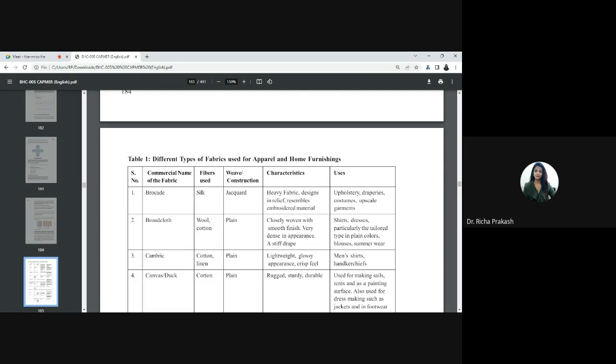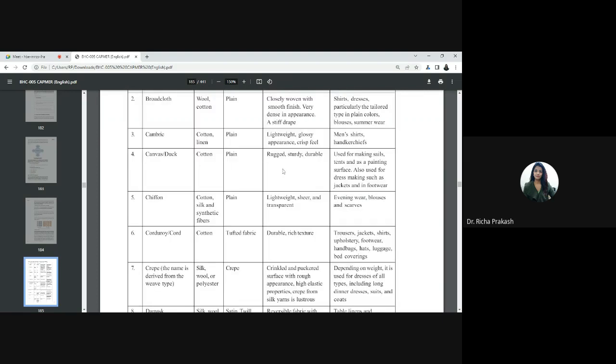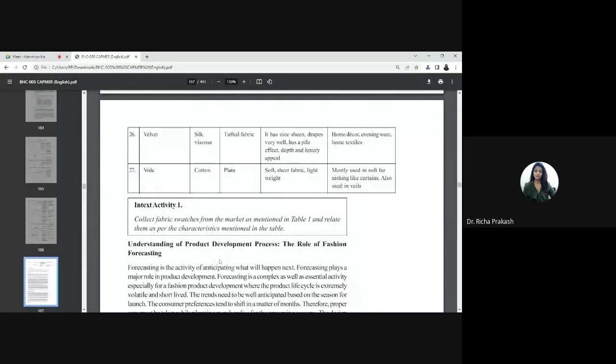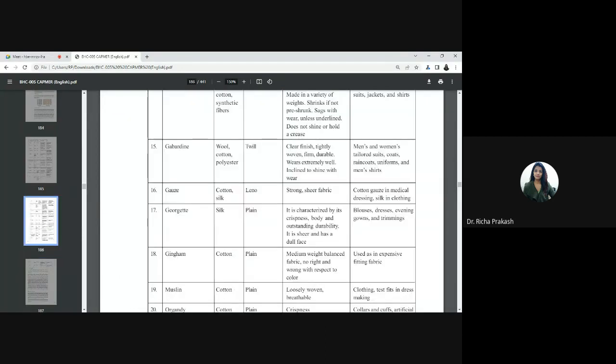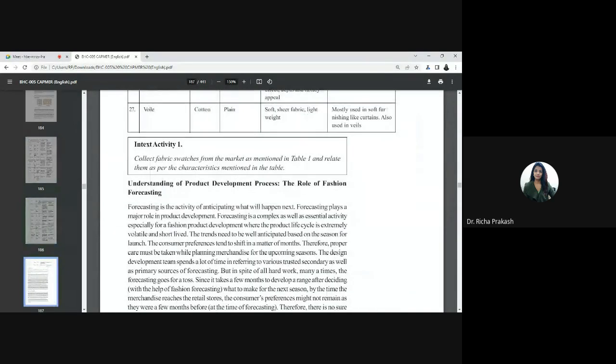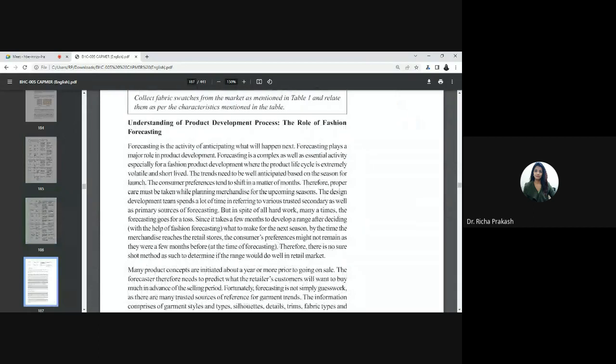And then uses: they are used in upholsteries, draperies, costumes, draping, upscale garments, all these things. So when I ask this question in an exam, that you mention 10 different types of fabrics used for apparels and home furnishings, you have to put it in the form of a table. There are a lot of fabrics here, almost 27, so I'm sure you can remember at least 10. Go through this, it is very easy. There is no need to rote learn it. You can just understand it and you'll get the whole essence of the table.